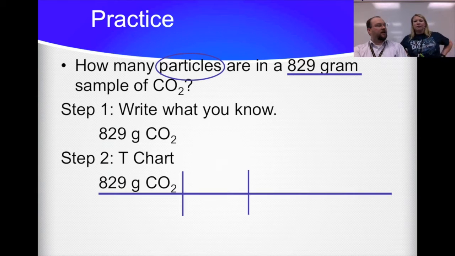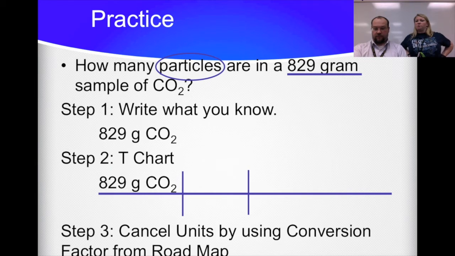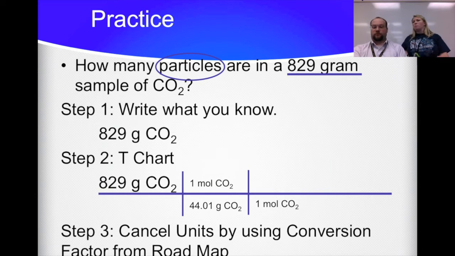Okay, T-chart. Step number three, we're going to cancel our units by using the conversion factor from our roadmap. First I'm going to put the molar mass on the bottom, because I'm starting with grams, so I need grams on the bottom. And we know that is for every 1 mole. Then in my next step, I have to cancel my moles, so I put mole on the bottom, and for every 1 mole, I have that many particles. Exactly.